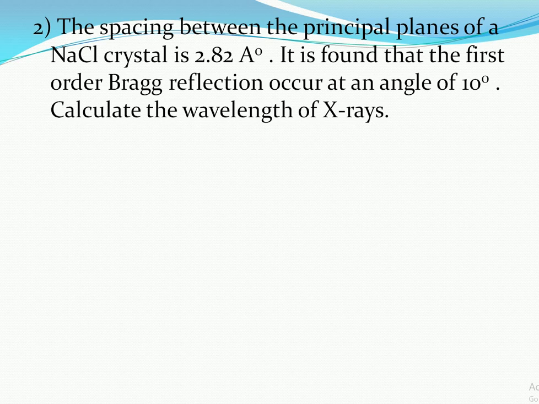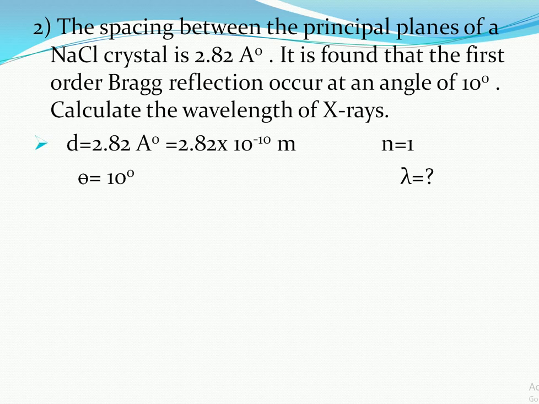Next numerical: the spacing between the principal planes of a NaCl crystal is 2.82 Angstrom. It is found that the first order Bragg reflection occurs at an angle of 10 degrees. Calculate the wavelength of X-rays. In this numerical, d is given, that is 2.82 Angstrom, and is equal to 2.82 into 10 raised to minus 10 meter. The first order is there, so n is equal to 1. Theta will be 10 degrees, and we have to calculate the value of lambda.